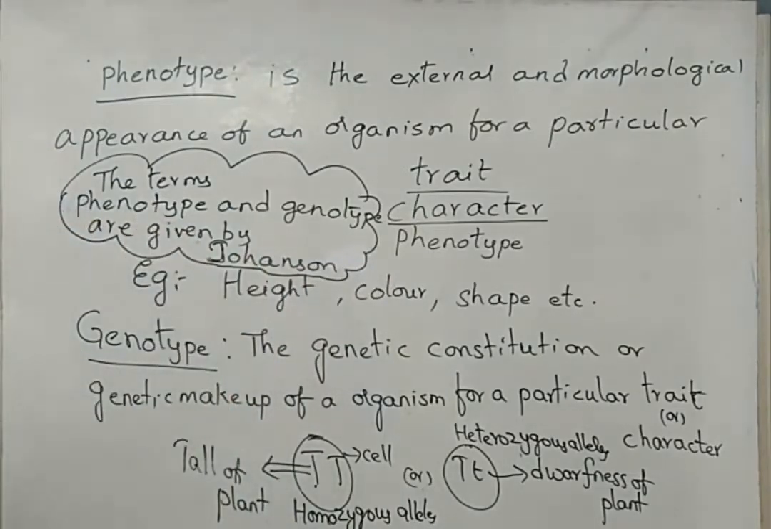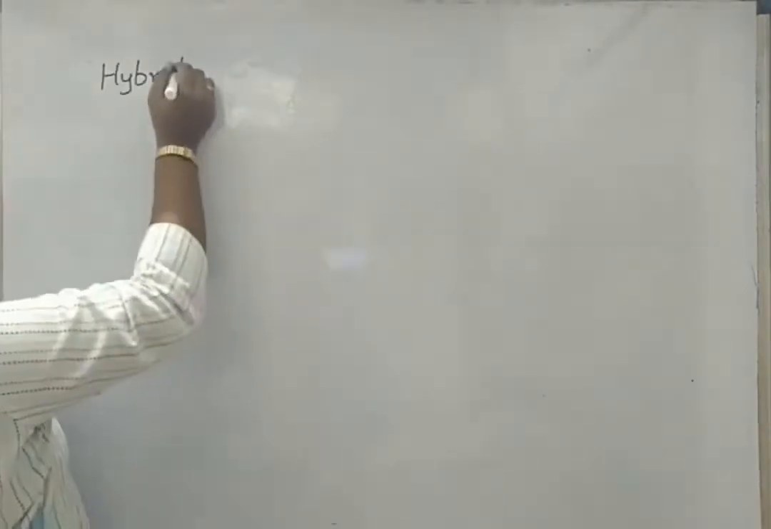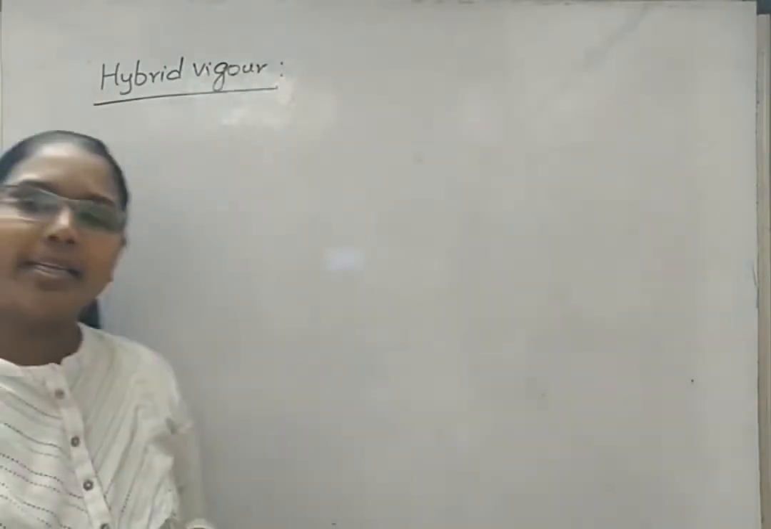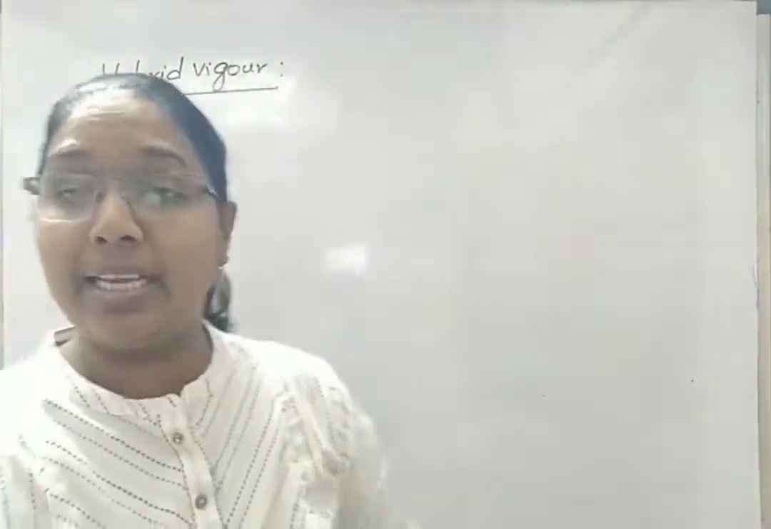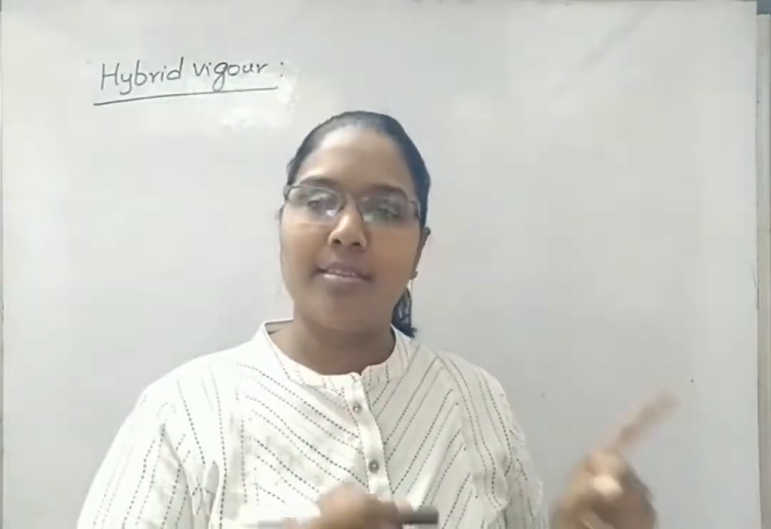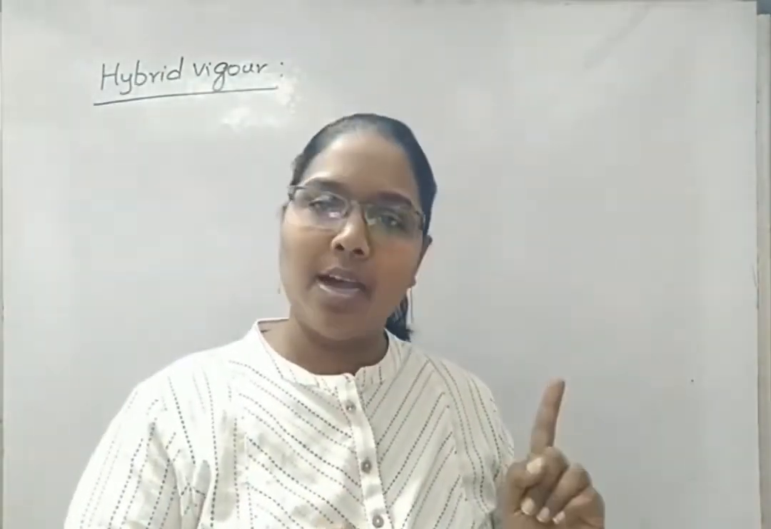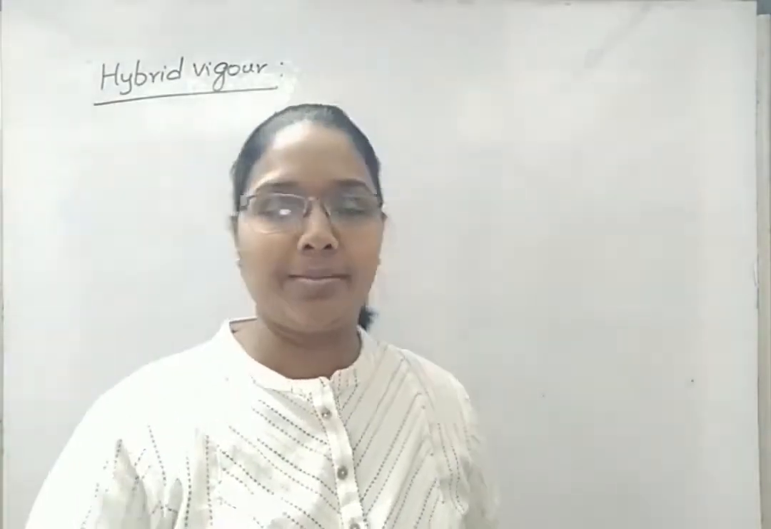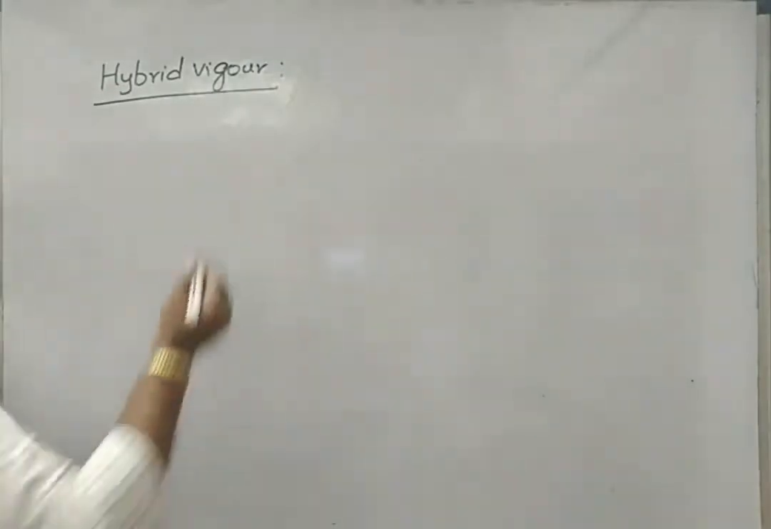Now, let's see another important term, that is hybrid vigor. Hybrid vigor is the term that we use when offspring is superior to its parent. Then we say that offspring is a hybrid and its genotype is of hybrid vigor. Now, hybrid vigor, let's frame out some sentence.